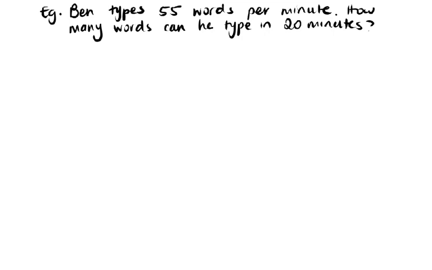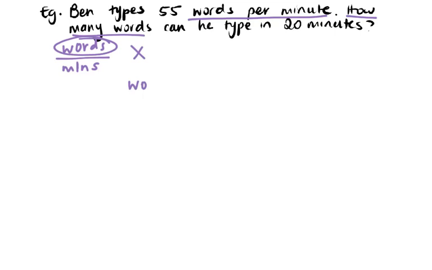It says Ben types 55 words per minute. How many words can he type in 20 minutes? So remember, the first thing we're going to do is write our rate as a fraction. So we've got words as the numerator and minutes as the denominator. We're now going to read our question carefully and see what we're trying to find. It says how many words. So I am actually looking at the numerator. And if it's the numerator, it means I'm going to multiply my values.